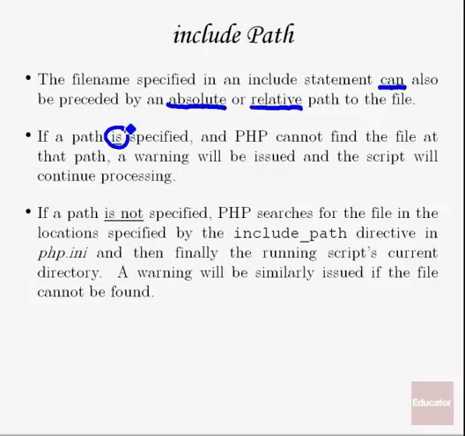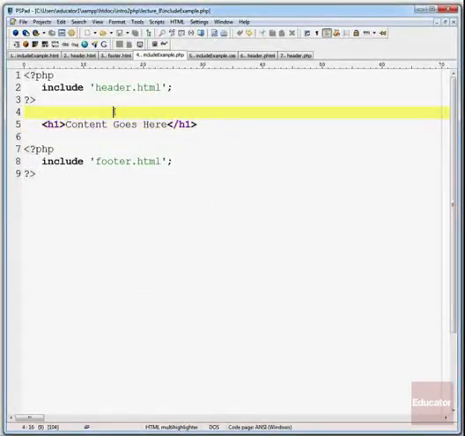The other alternative is if a path is not specified, which if we look at our example, we didn't specify a path, we just have the file name. Because it resides in the same directory, we actually could have done ./, which means the current directory, and that would have been a relative path.